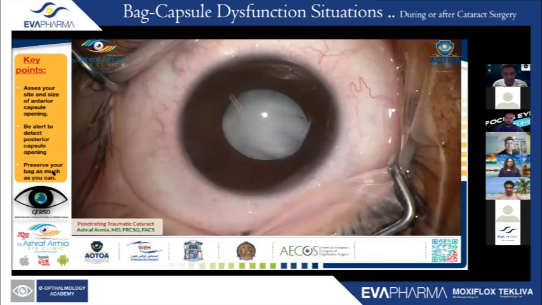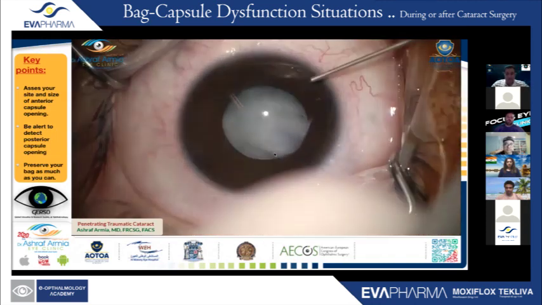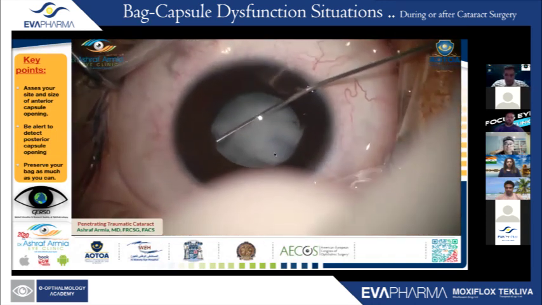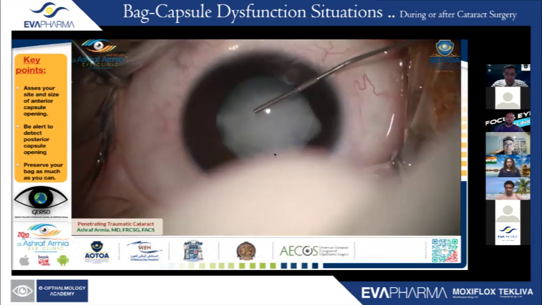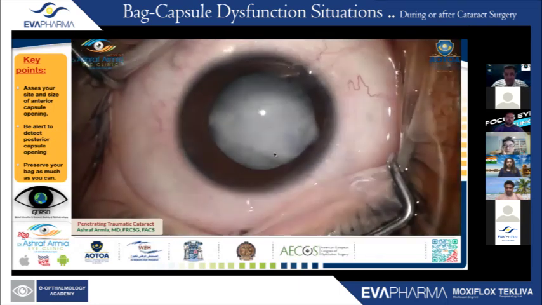My last case is a traumatic cataract, a penetrating traumatic cataract. On the still stamp, I can see that there is an opening here. This is a big opening of the anterior capsule. And once you see this big opening, you should expect another opening in the posterior capsule. So visco-cohesive, should I read the pupil and see how is the situation?